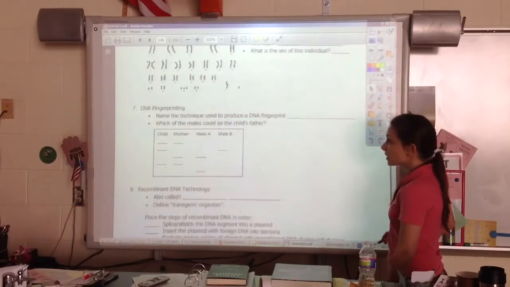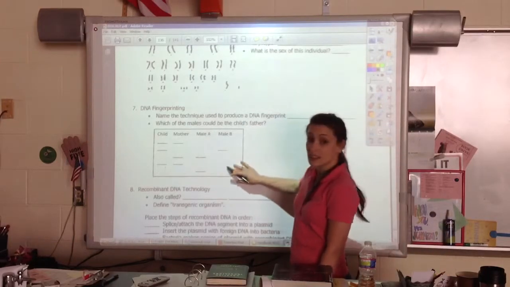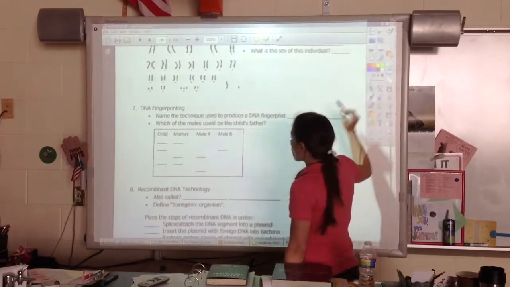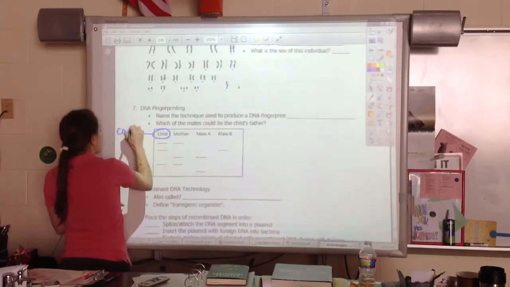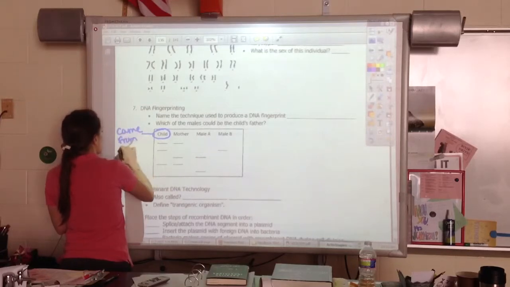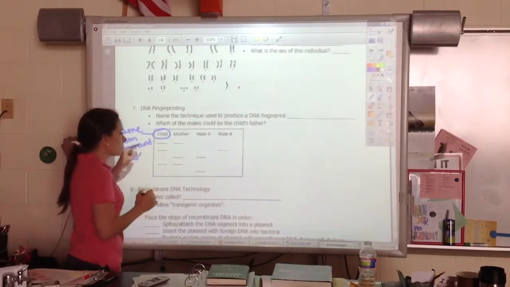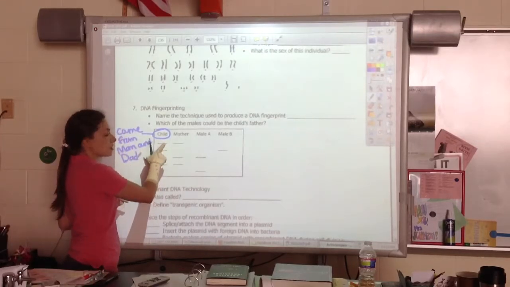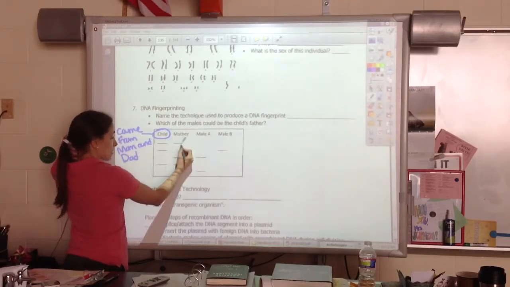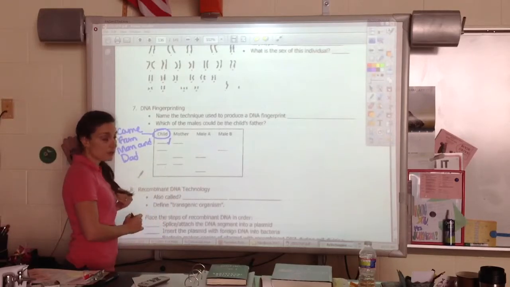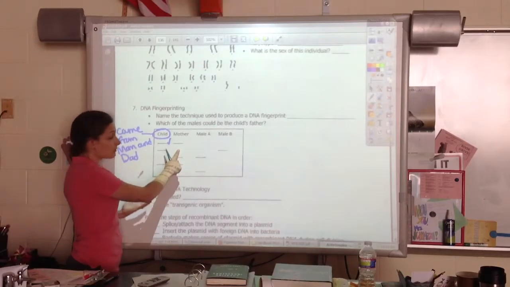A little further down this page is DNA fingerprinting, which is where you're going to look at the sequences of DNA. One thing to remember is that the child's DNA came from mom and dad. So let's look at this first one. This child's DNA had to come from the mom and the dad. This first band came from the mom, so I know where that band came from. This second band did not come from the mom, which means it has to be coming from the dad.